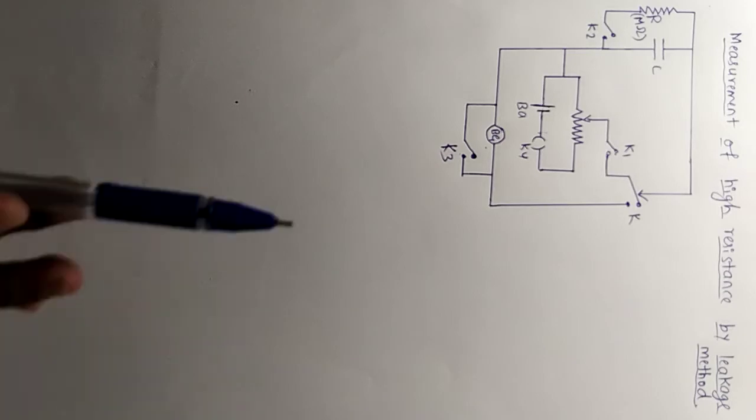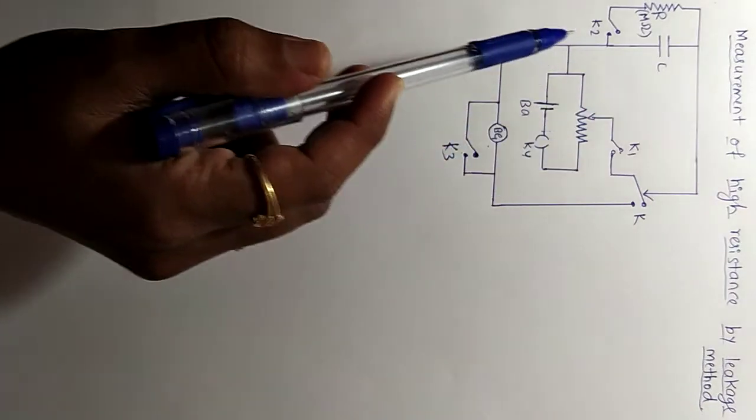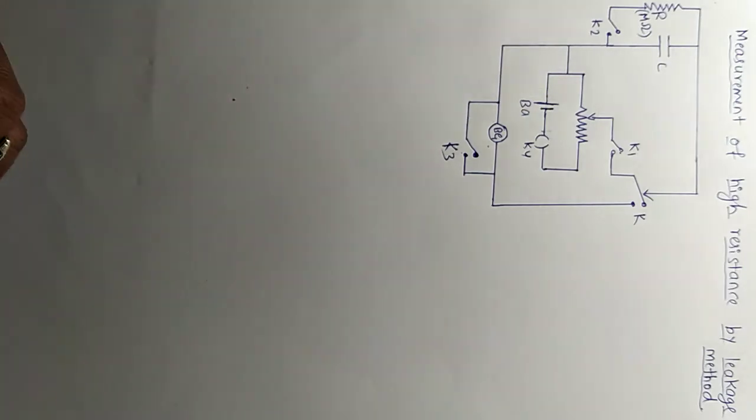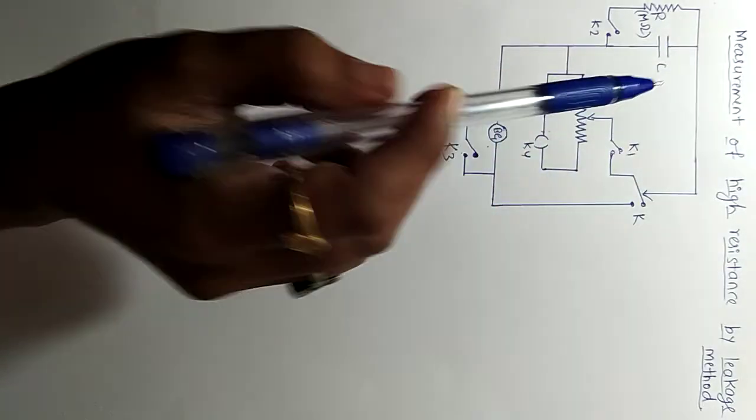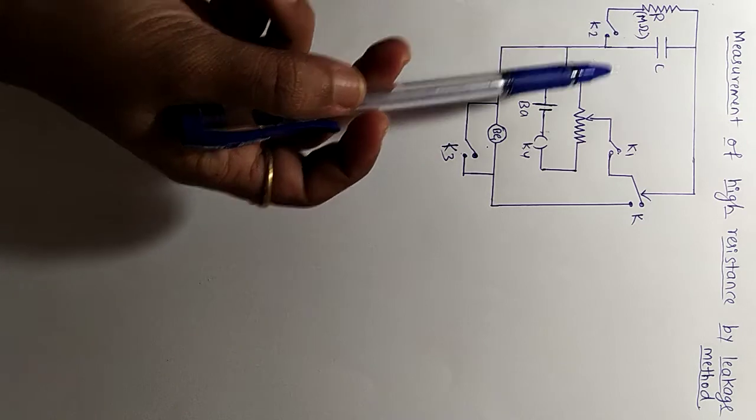And now the question: why do we call it the leakage method? This is the measurement of high resistance by the leakage method, because here what we are doing is like charging and discharging of a capacitor, the same rule we will apply here. So we will close all those keys, all the 5 keys. When we close them, charges go on being stored in the capacitor. Now when you open the key which is related to the capacitor, then what will happen? Whatever stored charges are there, they will start to come out from the capacitor, one by one.